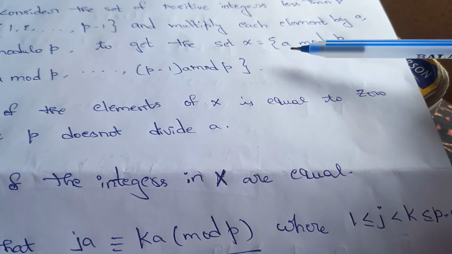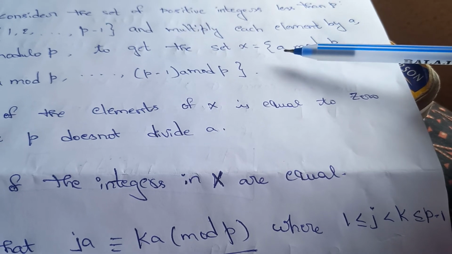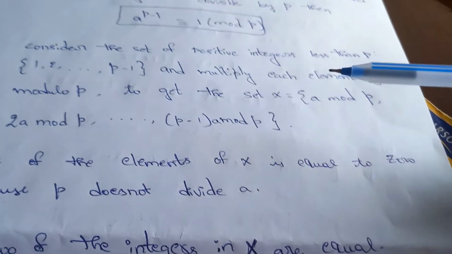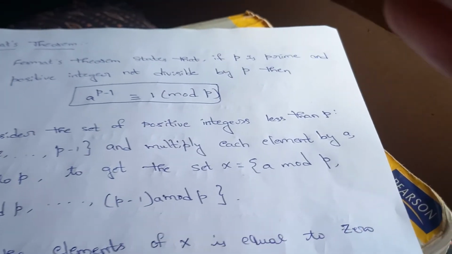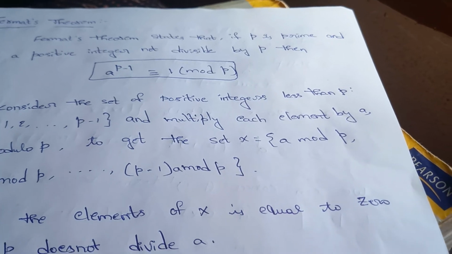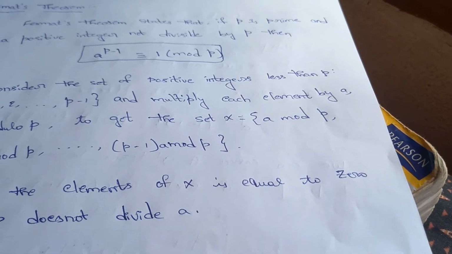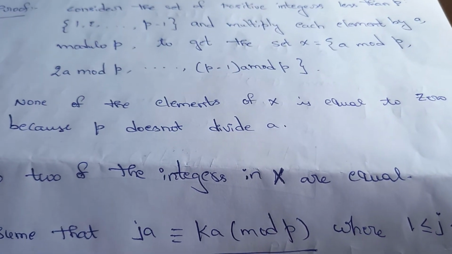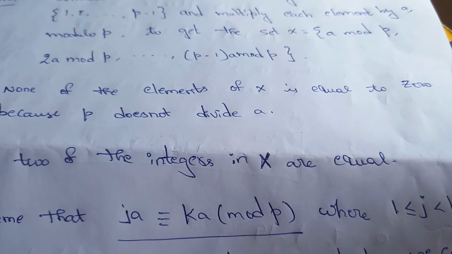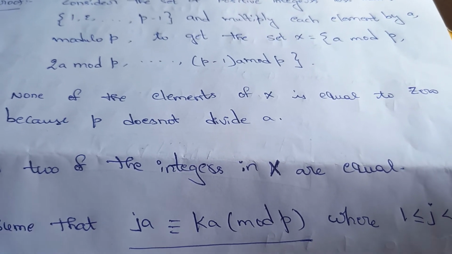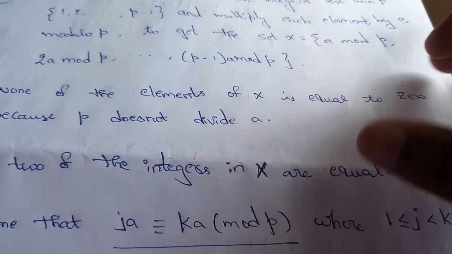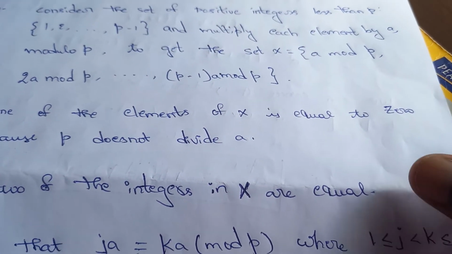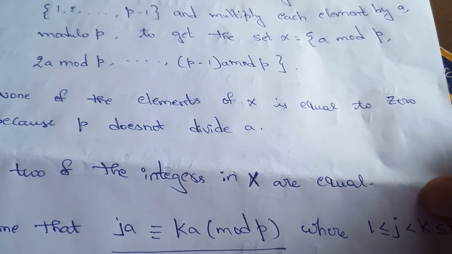Okay, so if it is having a 0, that means the remainder is 0. Here the statement itself says a is a positive integer not divisible by p. So none of the elements of x is equal to 0 because p does not divide a. So p does not divide a, so we should not take the 0. So x doesn't have a 0 value.